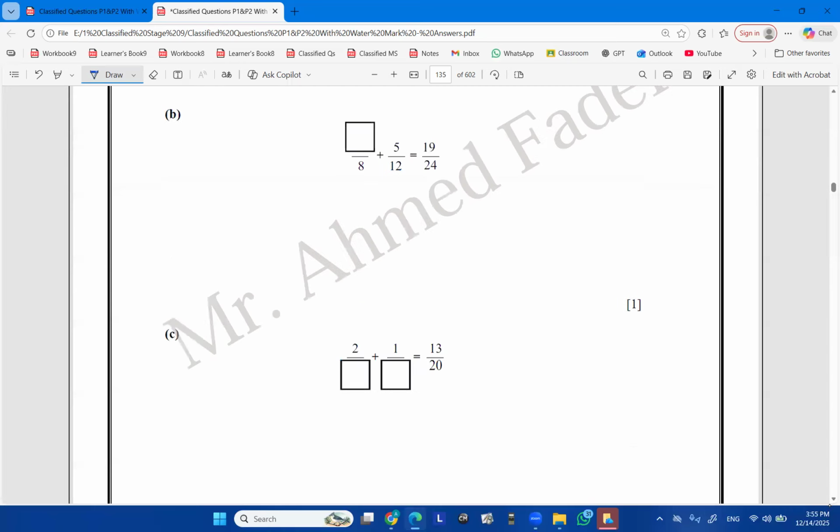All right, this one over here, to get to this, can I do 19 over 24 minus 5 over 12? Yes, you can. How can I do it? Multiply this by 2, multiply this by 2, gives you 19 over 24 minus 10 over 24 equals 9 over 24. But when you get it in the simplest form, divided by 3 equals 3 over 8. So it is 3 over 8.